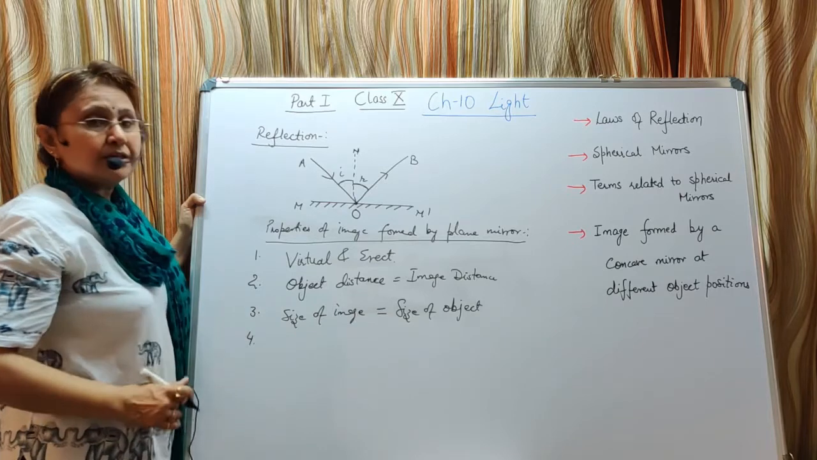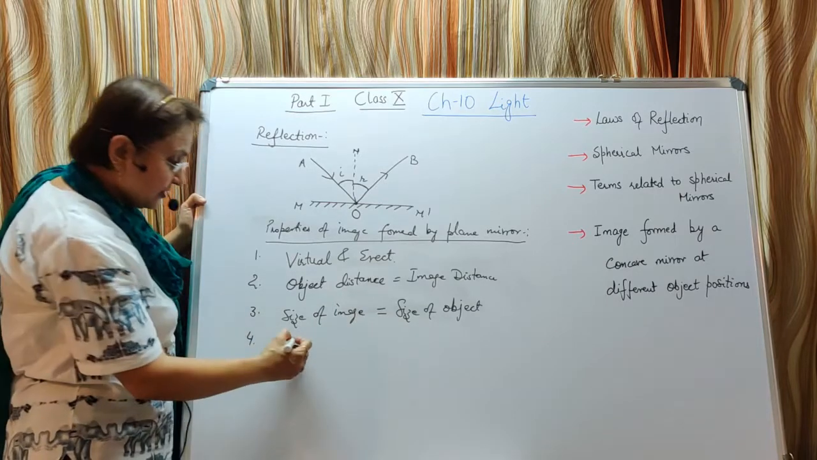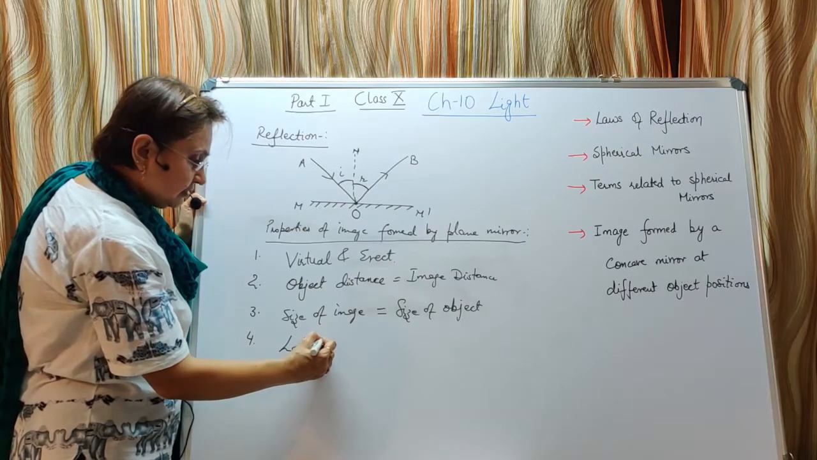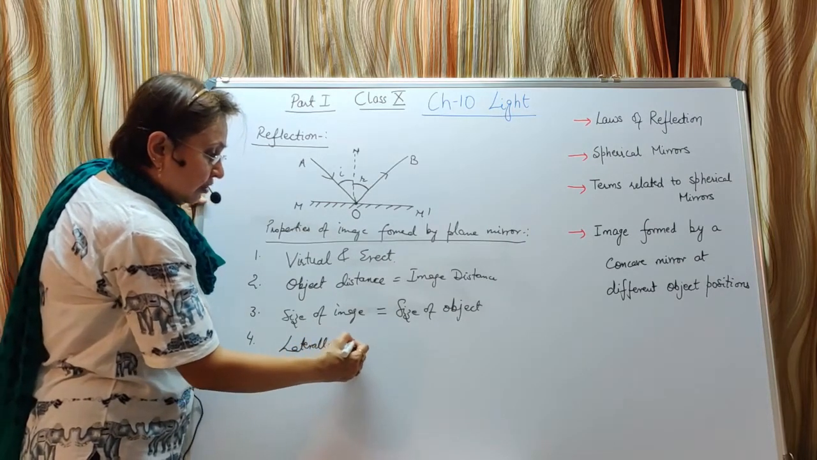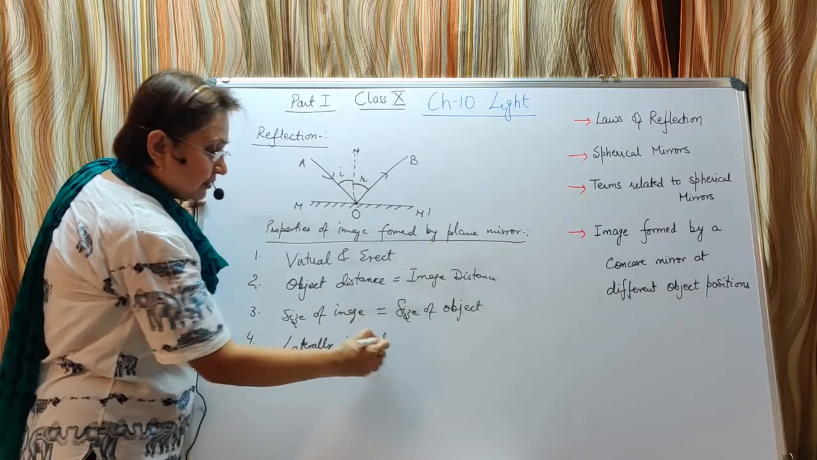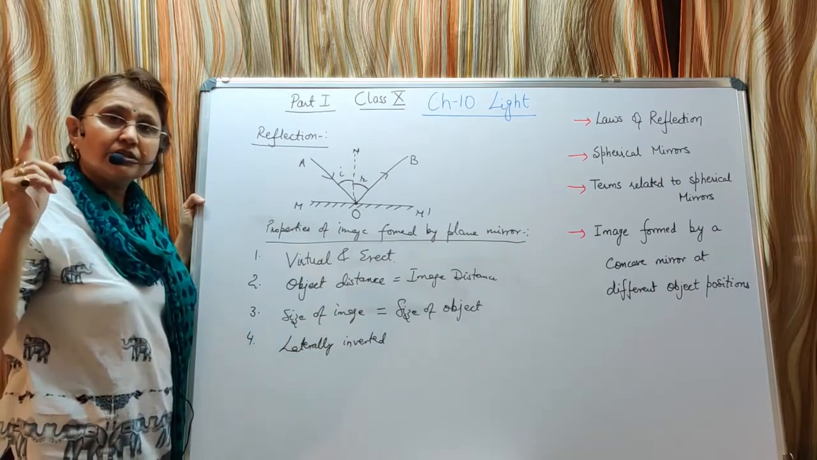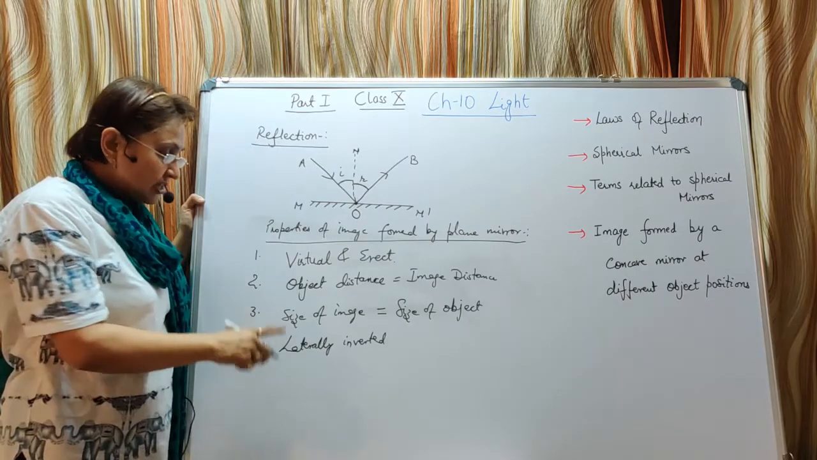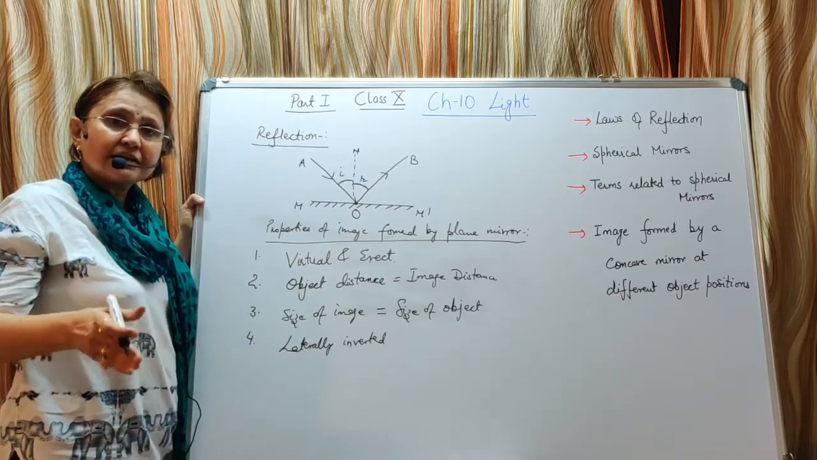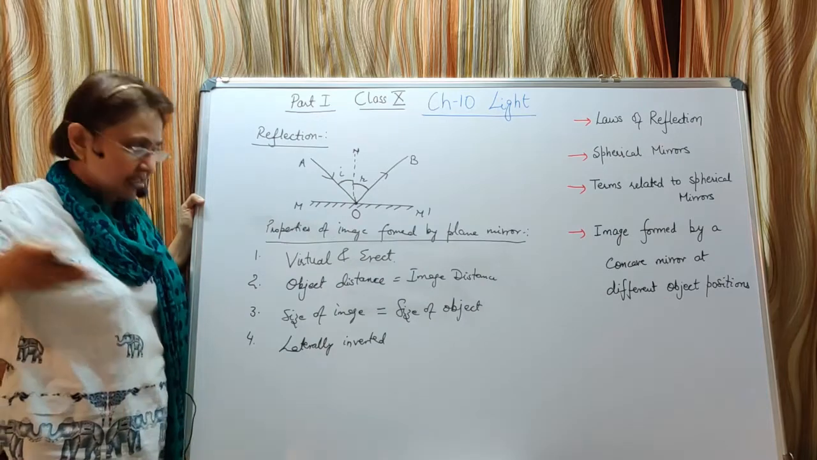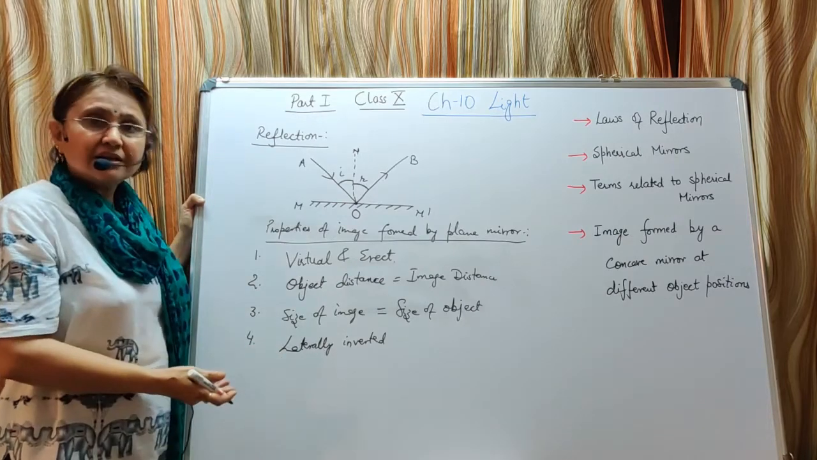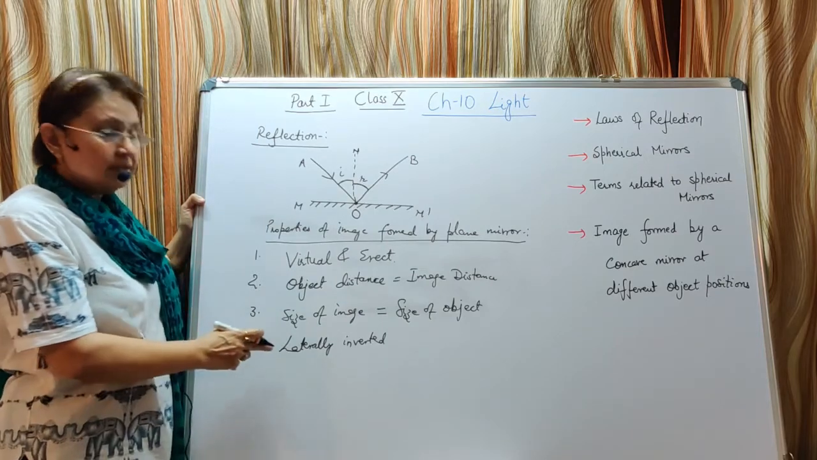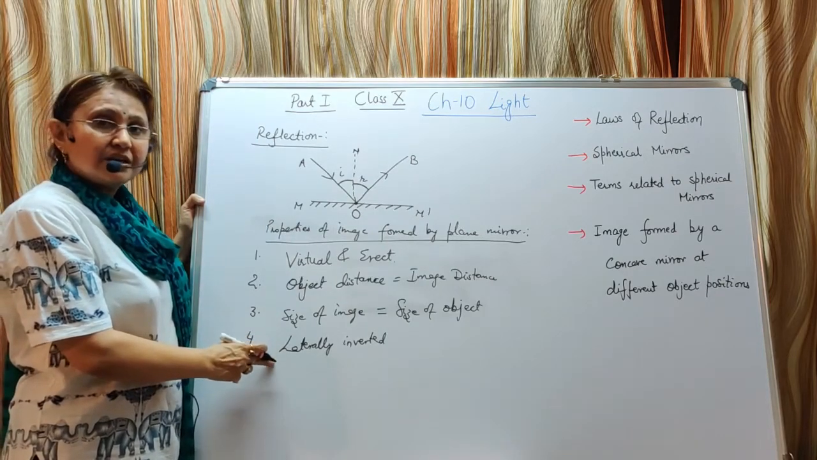Then the next point is that the image is laterally inverted. Now what do you mean by lateral inversion? When you stand in front of the mirror and raise your right hand, you will see that the image raises its left hand. Such an image, in which right hand side objects are seen on the left hand side, is called a laterally inverted image. So the image formed by a plane mirror is laterally inverted.